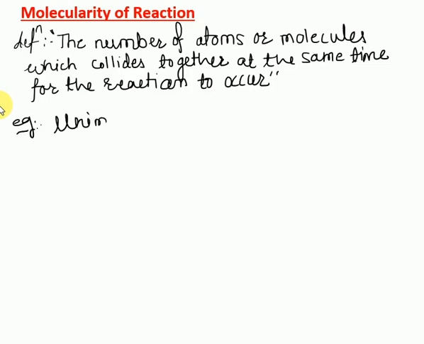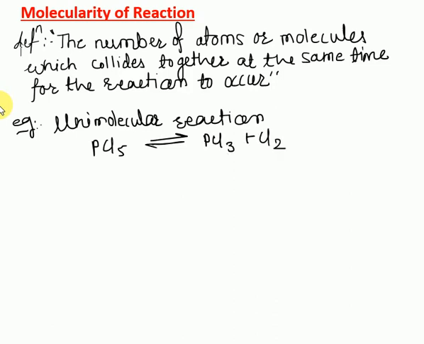Unimolecular reaction. For example, phosphorus pentachloride gets converted into phosphorus trichloride plus chlorine gas. It is a unimolecular reaction because only one molecule, that is phosphorus pentachloride, is involved in the reaction.